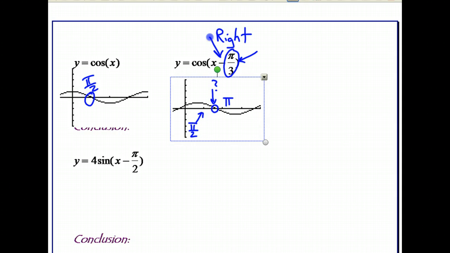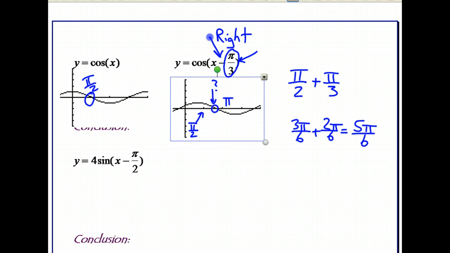So what's pi over 2 plus pi over 3? And again, I'm saying plus because we are shifting to the right. So we're adding pi over 2 plus pi over 3. And if we were to get common denominators here, this would be 3 pi over 6 plus 2 pi over 6. And our new location is 5 pi over 6. And that's where this question mark is here. That's where we're having our new 0. So we see that the minus sign does in fact indicate to the right.